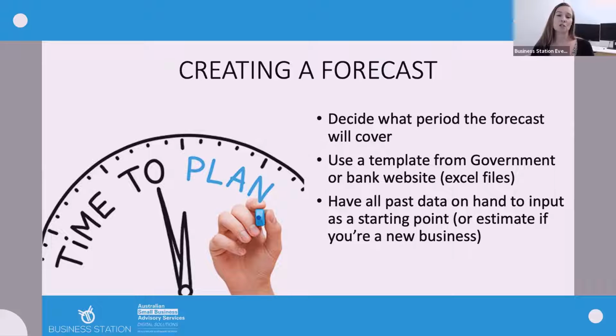Now, if you've got an established business already, a good way to start with your forecasting is to get all of your data from previous years and input it into your forecast. So have a look at all of your expenses and your sales from previous years, pop that into a forecast, and then have a look at what adjustments you'll need to make based on past trends. So sales may have increased, they might be decreasing or even staying the same. Same with expenses. You'll go through and have a look at what they are, if they're still relevant, if they're going to be relevant in the coming year.